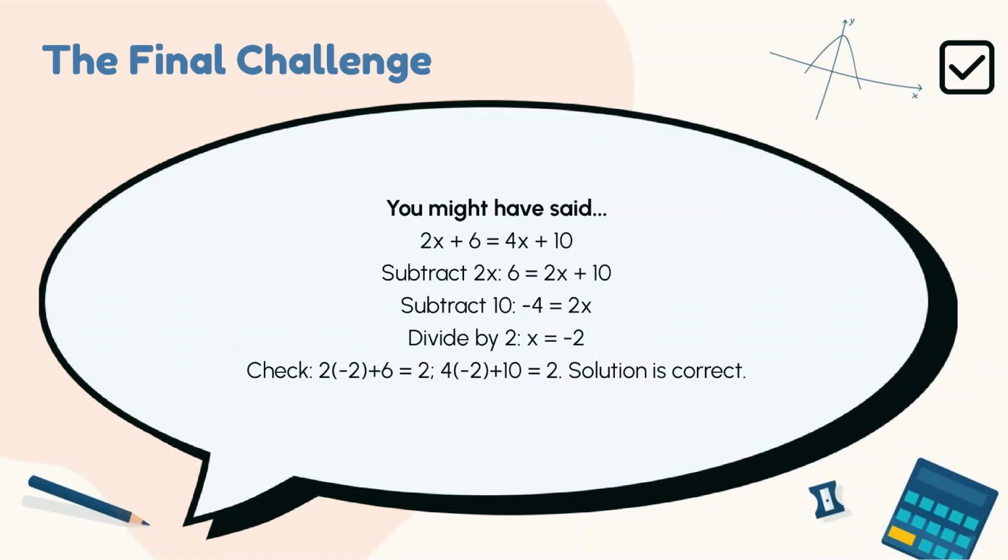Now let's check by substituting x = -2 into the original equation. The left-hand side is 2(-2 + 3). Negative 2 plus 3 is 1, so the left-hand side is 2 times 1, which is 2. The right-hand side is 4 times negative 2 plus 10. That is -8 + 10, which is also 2. Both sides match, so x = -2 is correct.